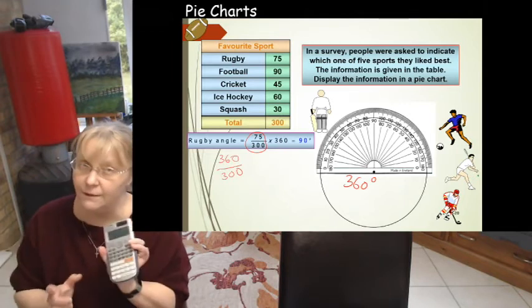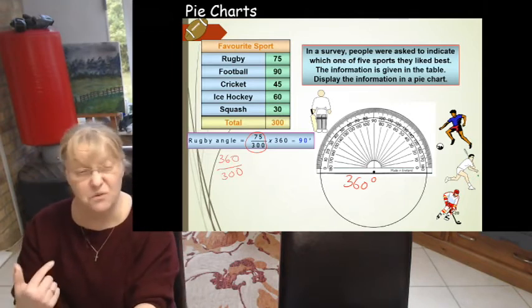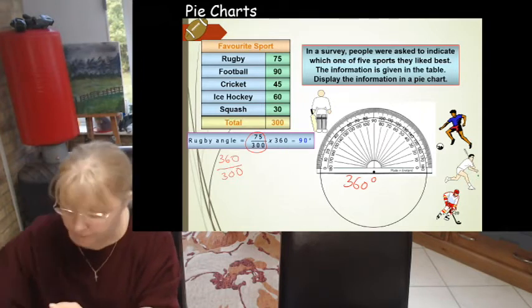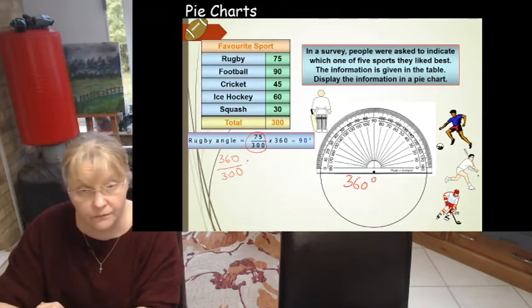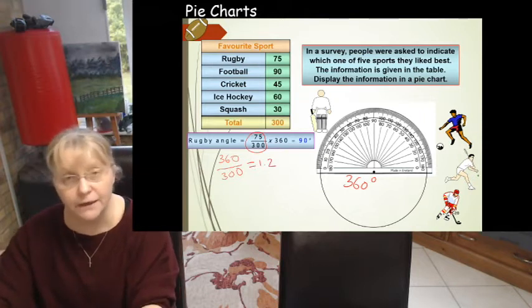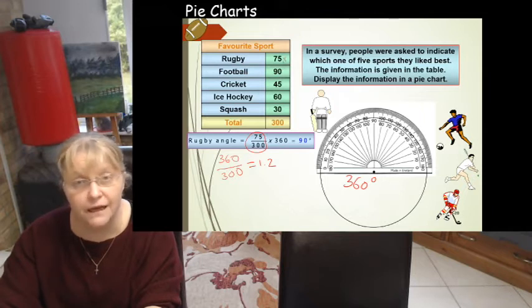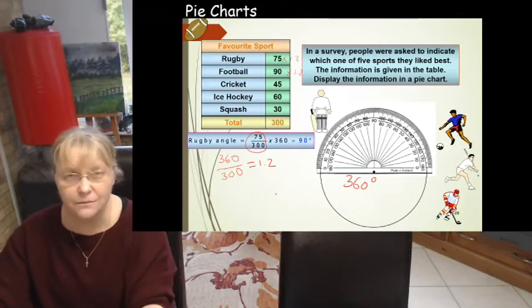Another thing you could do is divide the 360 degrees by the number of people who were surveyed, and luckily I have my trusty calculator here because I don't want to do it in my head. So 360 divided by 300 is 1 1/5, or 1.2. And this can be a quicker way, because then all you do is you multiply each part by 1.2, and that will give you the answer.